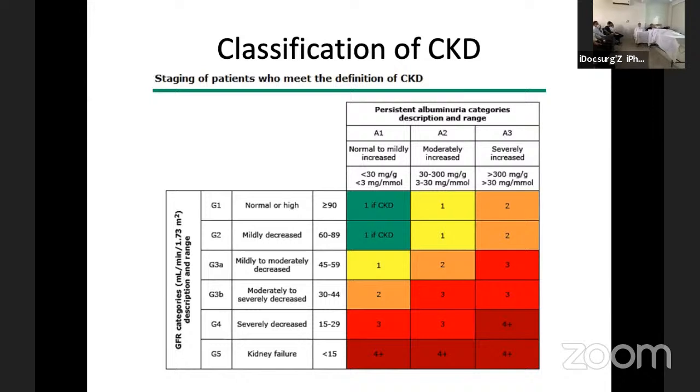Along with that, if you have persistent albuminuria, you have category A1, A2, A3. A1 is normal or mildly increased, A2 is moderately increased. Previously, we used to have the terms microalbuminuria, macroalbuminuria or overt proteinuria. Nowadays, we say moderately increased proteinuria and severely increased proteinuria. If the albuminuria is between 30 to 300 milligram per gram, it is moderately increased. And if it is more than 300 milligram per gram, it is severely increased proteinuria.